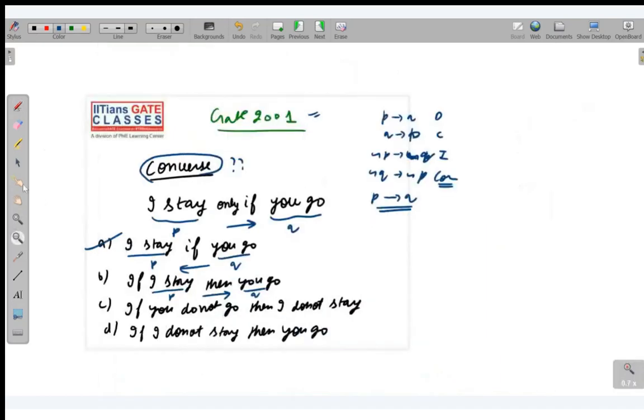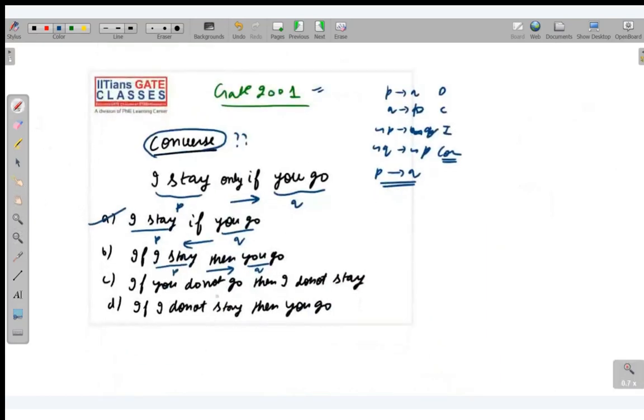Okay, so next is: if you do not go, then I do not stay. You go is Q, you do not go will be not Q. I stay is P, so I do not stay will be not P. And if-then is saying, so that means not Q implies not P. Okay, next is I do not stay. I stay is P, I do not stay is not P, and you go is Q. So if I do not stay, then you go. So direction will be like this.